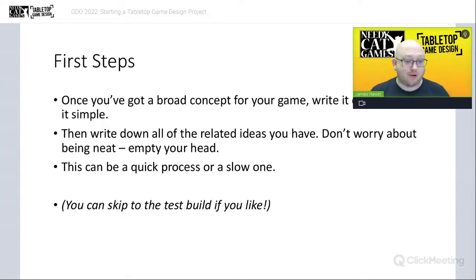This can be a quick process or a slow one, by which I mean it could be that one day you have that great strike of inspiration, you go, oh yeah, I'm going to make my game about bowling, whatever it might be, and you sit down and quickly jot this all out. Or over the course of a couple of months, you go, I'm going to work on a game about something, and I'm gradually going to add a little line every other day, and come to it.